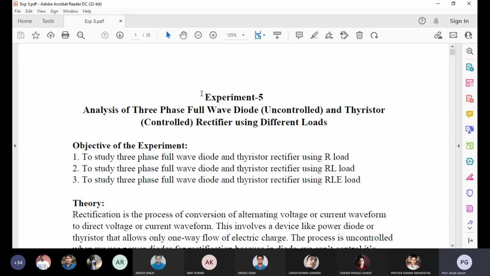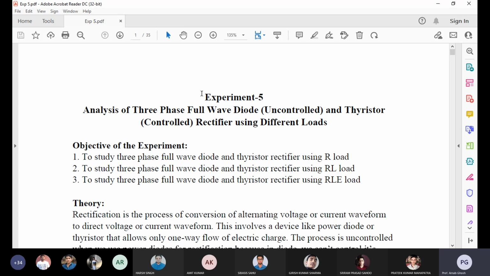Okay, so why are we going for the three phase? That should be our first understanding: what are the basic motivations for selecting three phase over single phase?